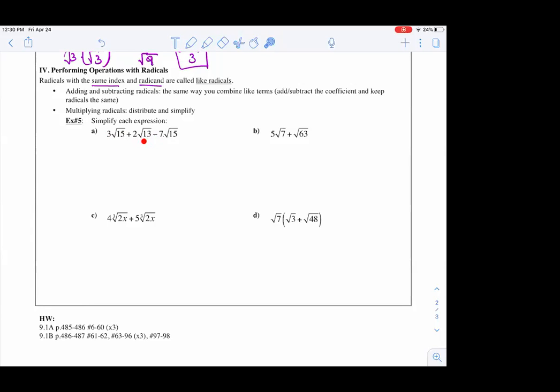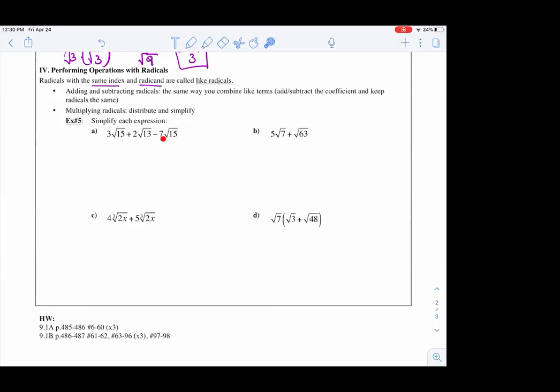Can you combine them? No. Why? Because radical 15 and radical 13 are not like radicals. Can you tell me why? They don't have the same index or radicand. They have the same index because they both are square root, right? The index here is 2 because it's square root, not this 3. 3 is not the index. So they have the same index, but do they have the same radicand? No. That is why they are not like terms.